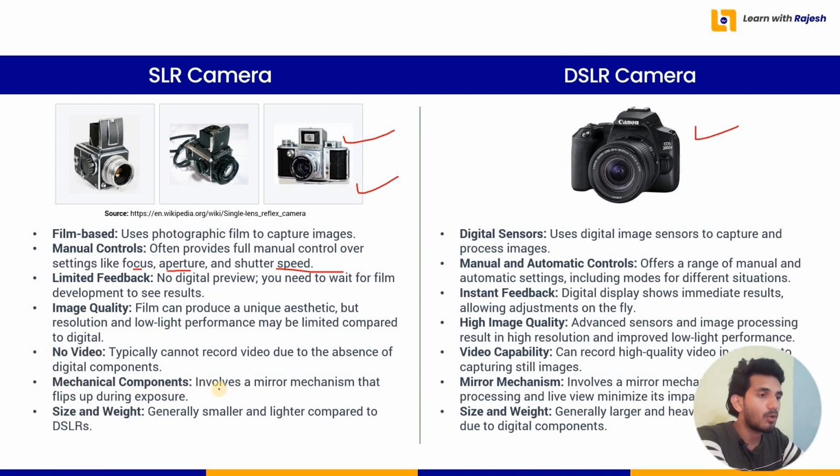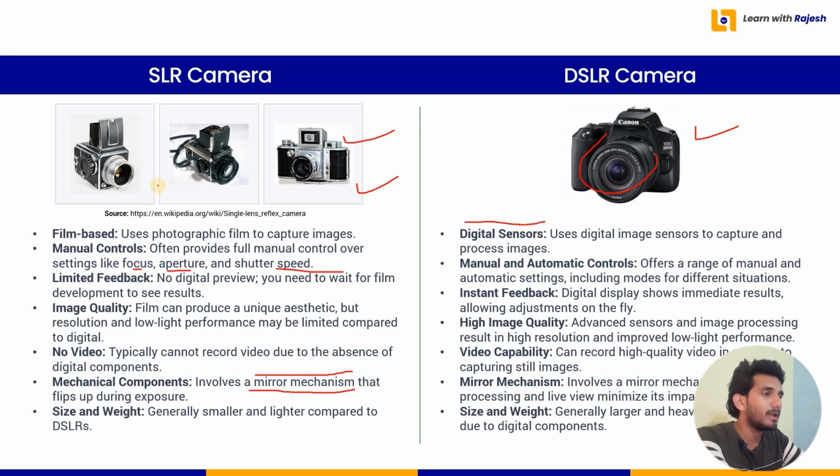The mechanical component involves a mirror mechanism that flips up during exposure. So what is a mirror mechanism? If you want to know more about this, you can just Google. This is a very interesting topic, and I will just explain something about it. For now, in terms of size and weight, this is a little more compact than the DSLR.